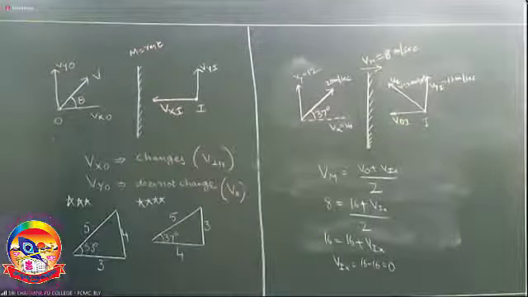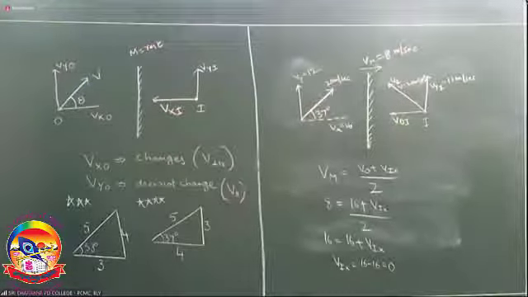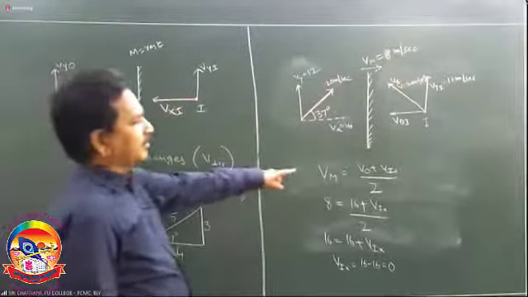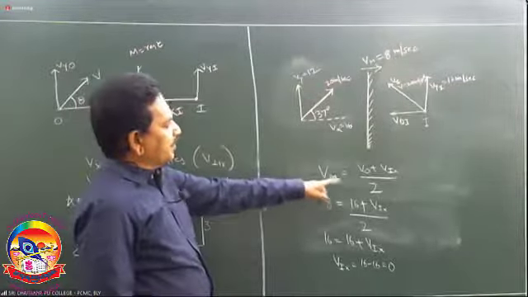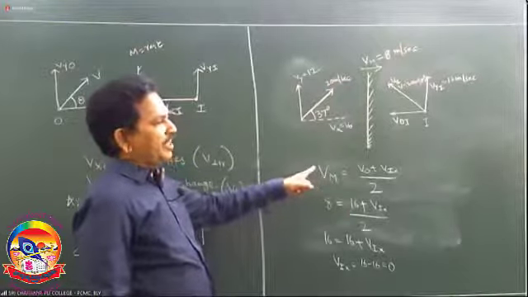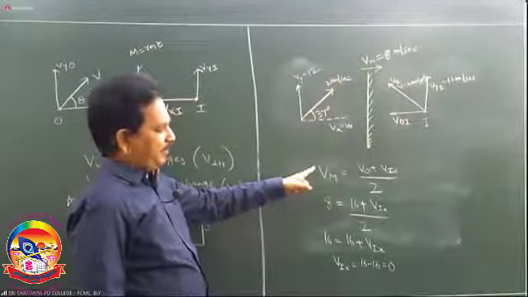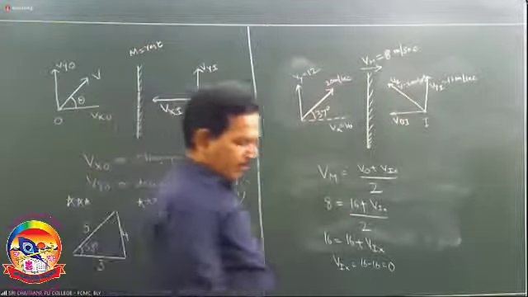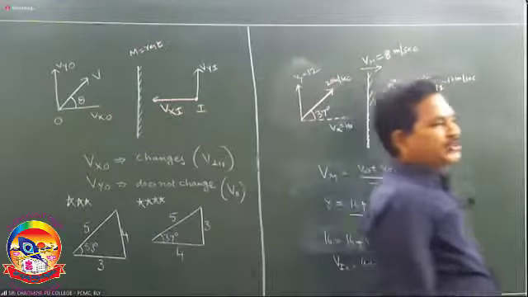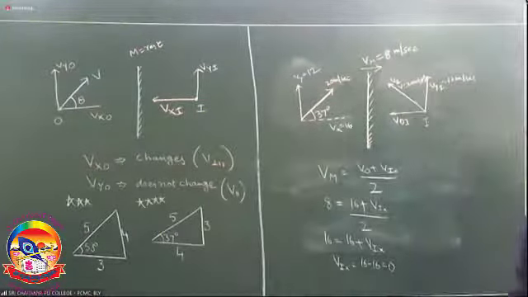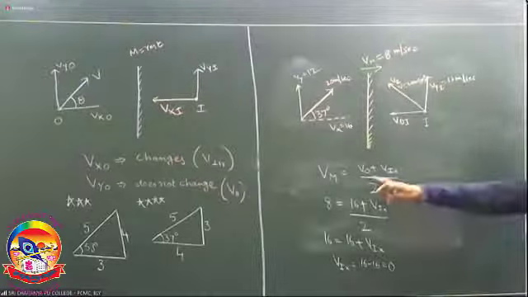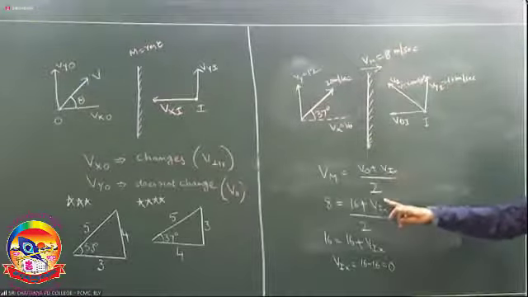Try to understand. Previously, the mirror was at rest, so we did not use this formula, because the term becomes 2 into 0, which is 0, and we get the same result. But if the mirror is in motion, we have to use this concept: Vm is equal to (V0 plus Vi) by 2.